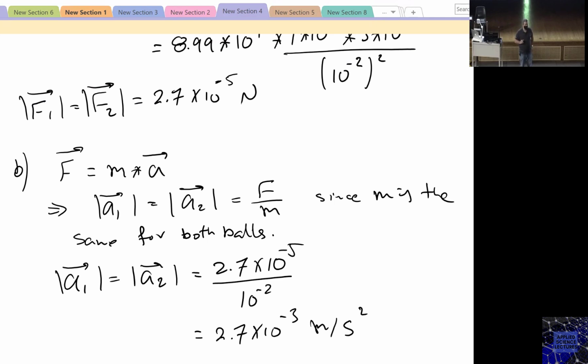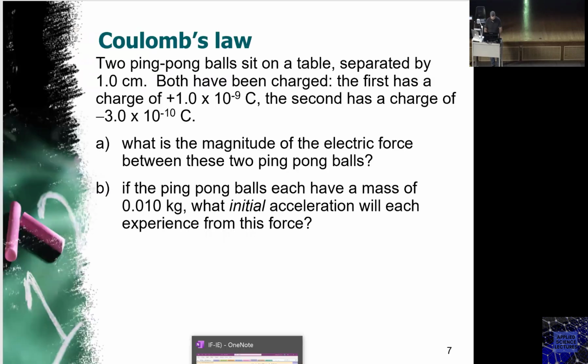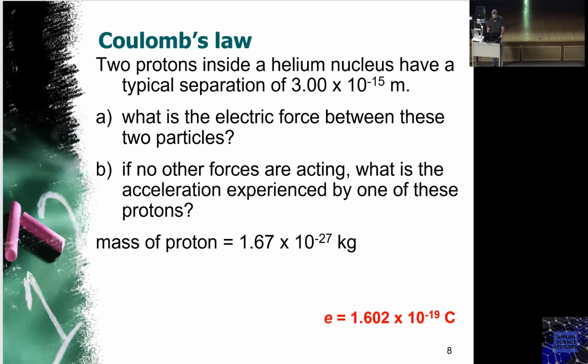Then the acceleration would be different. Always remember F equals ma. Force exerted on a mass. If this mass is different, then acceleration will be different. Okay, so let's move on to the next example.